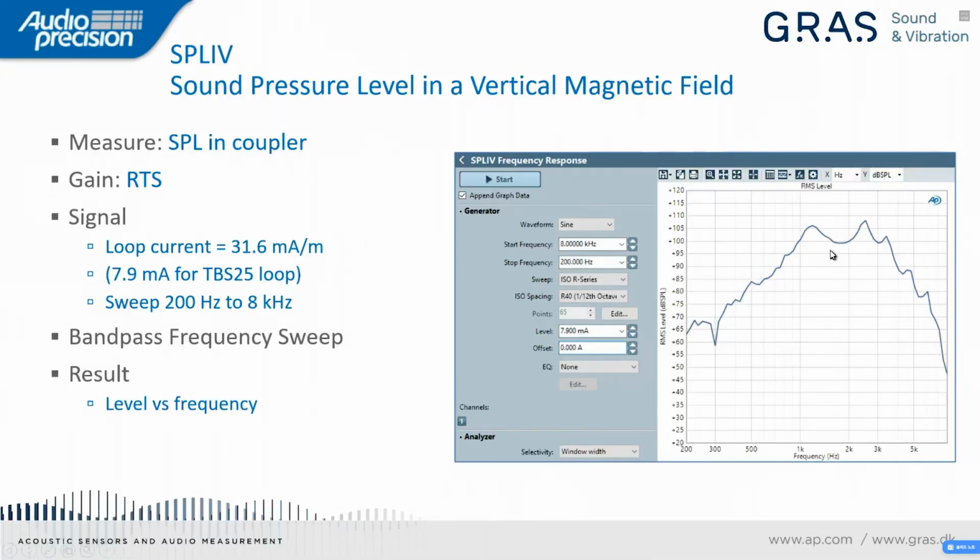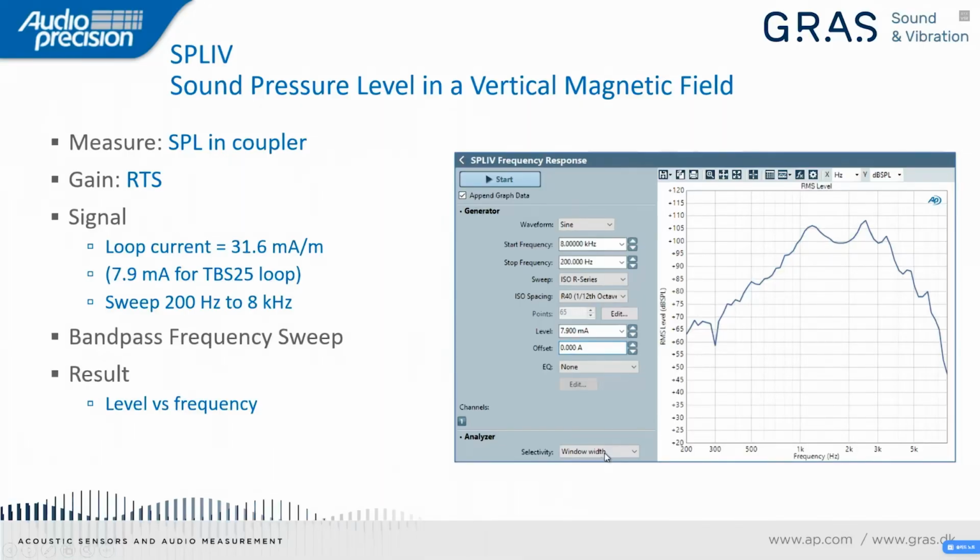Now in this case, I'm using a measurement in Apex called the bandpass level sweep, and that's a stepped sine sweep, but instead of looking at the wideband level, it has a very narrow bandpass filter. We've set the width of the filter to the narrowest possible setting called window width, and this is based on FFT analysis to produce the narrowest bandpass filter possible.